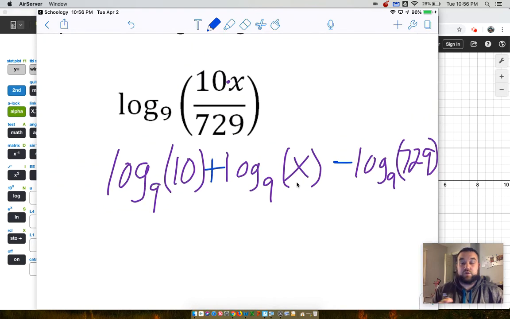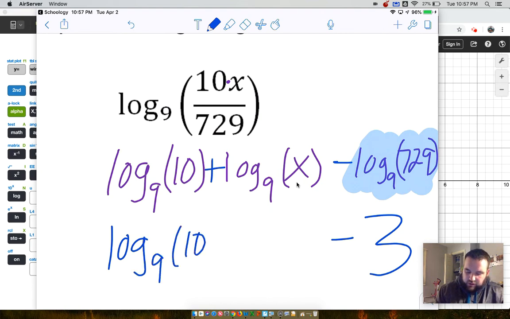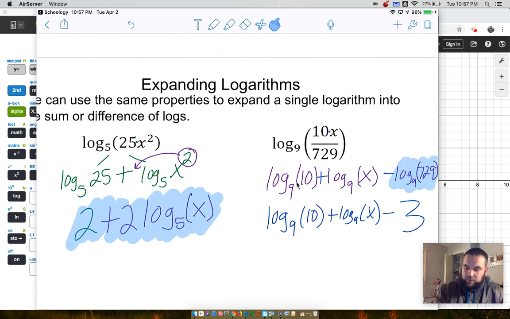This is something that you would just try typing in the calculator, but this log actually can be simplified because 9 to the 3rd power is 729, which means I can end that with just minus 3. So my final answer here, my expansion, would be log base 9 of 10 plus log base 9 of x, and then minus 3 on the outside there.